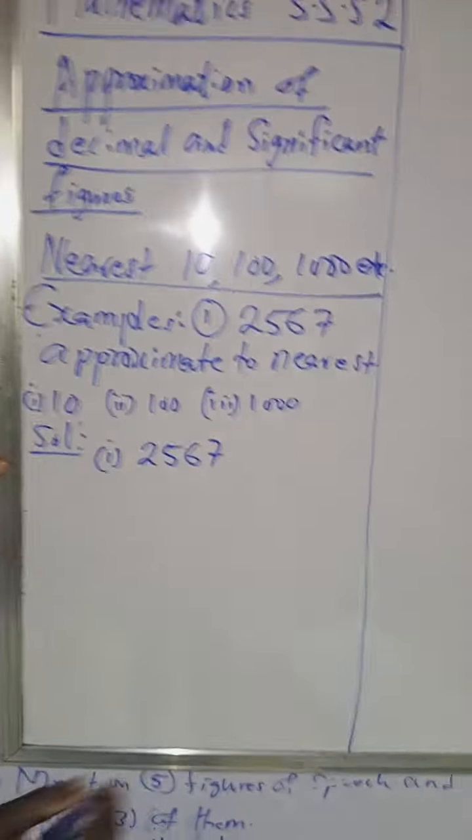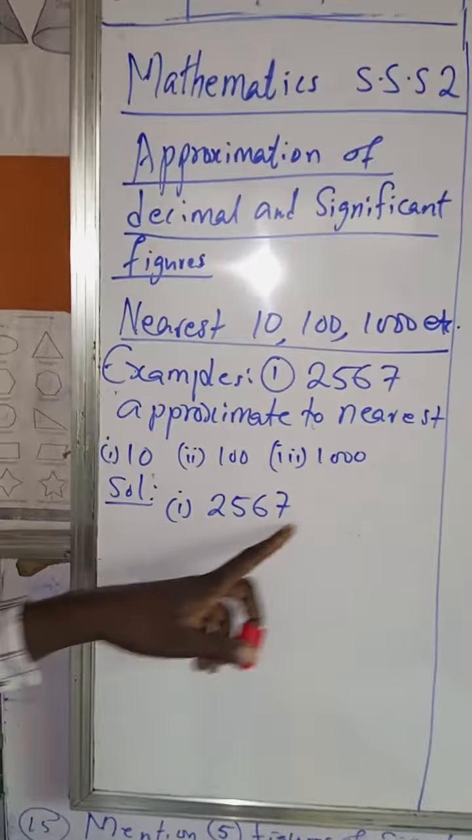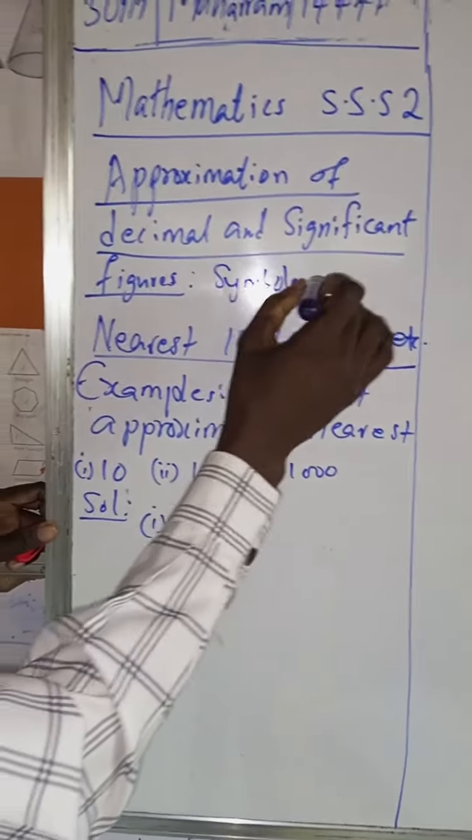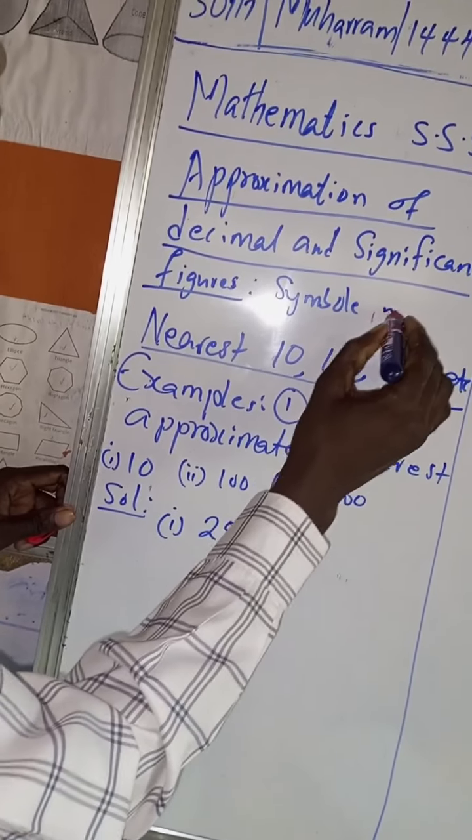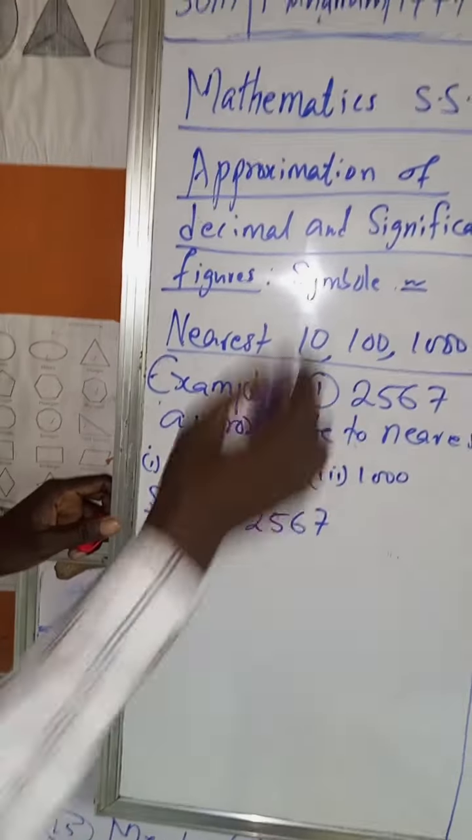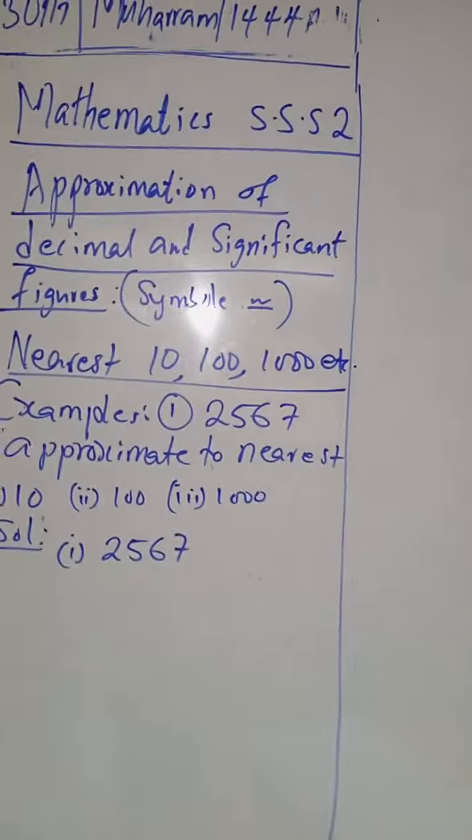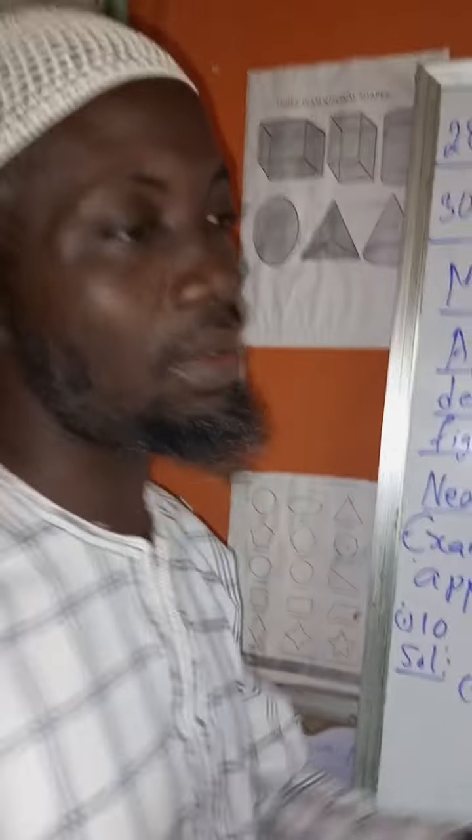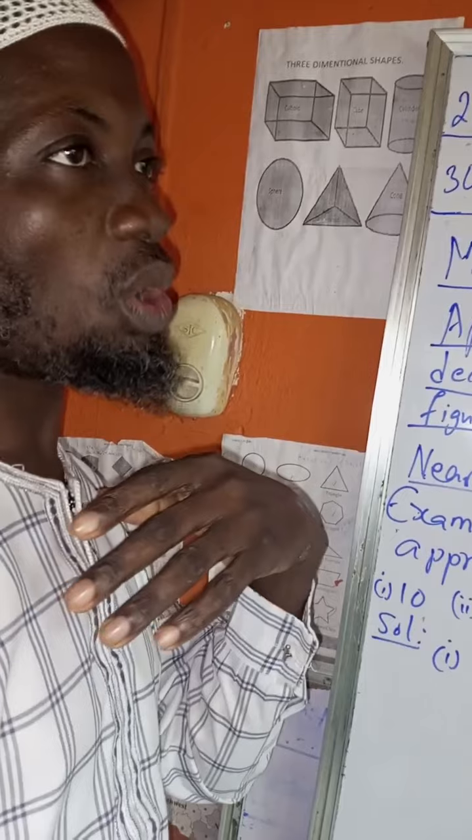2,567. First, approximation has this symbol. Not the equal to sign, but rather the one with the top squeezed and the one at the bottom, which says approximately equal to. So this is the symbol. Take note, the symbol we are going to be using is not equal to. Approximation is basically moving towards the nearest. Once you are at the middle, you move towards the upper.